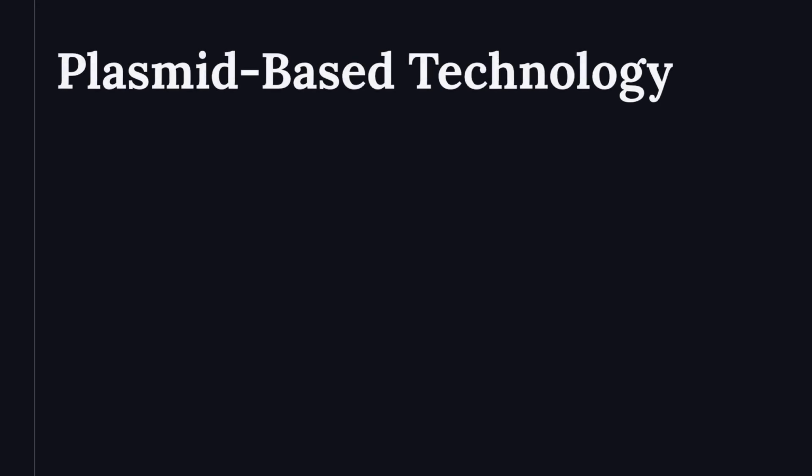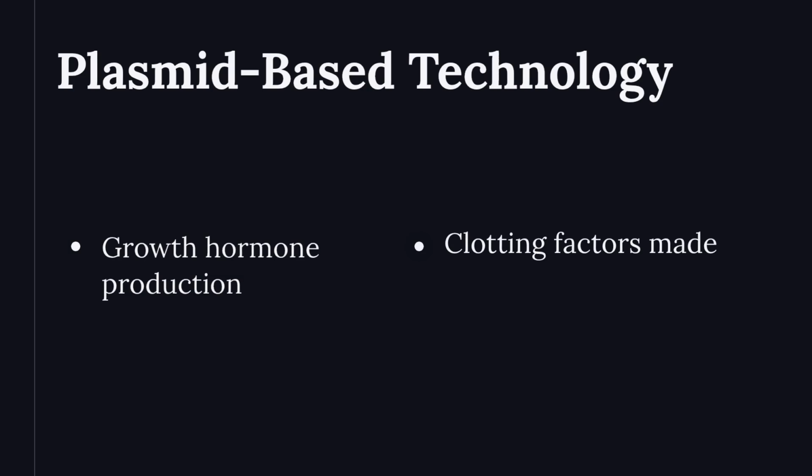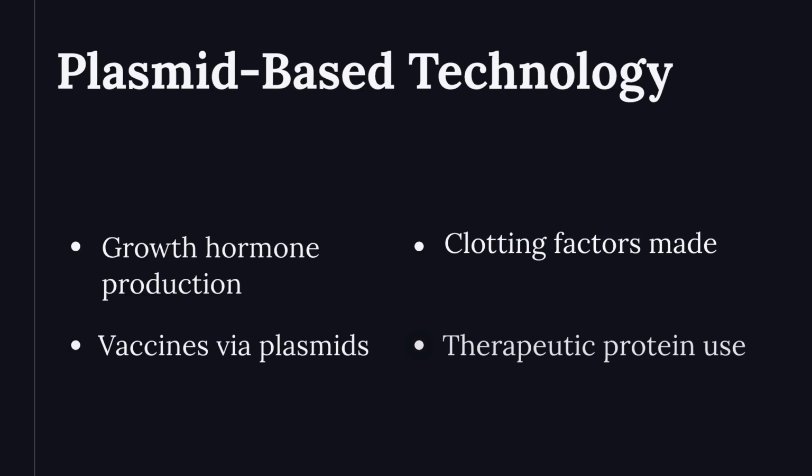Plasmid-based recombinant technology produces human growth hormone for growth disorders. Clotting factors for hemophilia and certain vaccines are also produced. Therapeutic proteins are manufactured using this technology. These applications demonstrate the versatility of genetic engineering. Plasmids are central to producing various medical treatments.